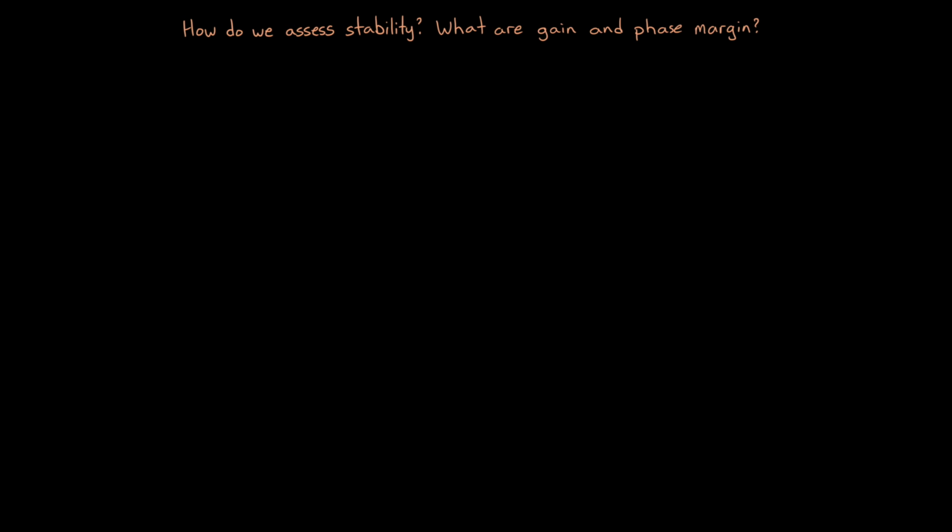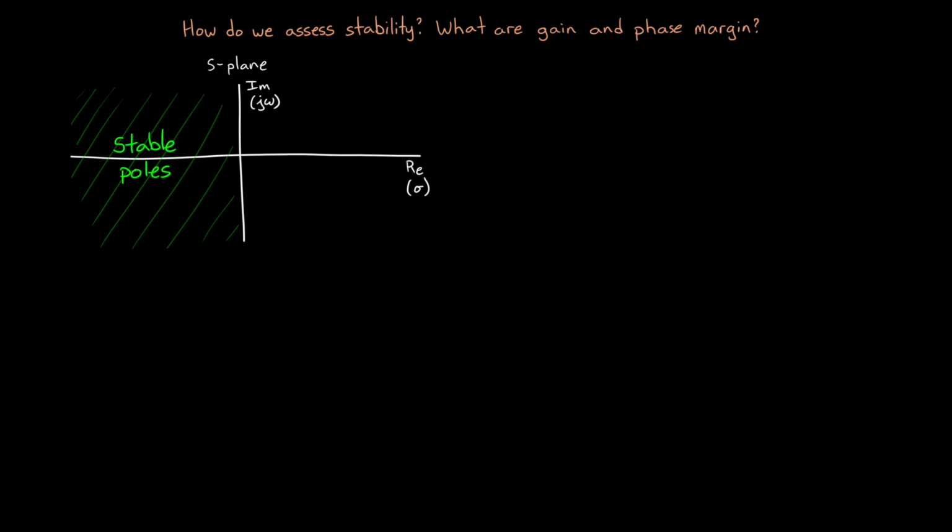Now, to understand this, let's take a step back from the frequency domain and just think about stability in general. The defining characteristic of a stable LTI system is that all of the poles exist entirely in the left half of the S-plane. So as long as every closed loop pole is to the left of the j omega line, then it will be stable.